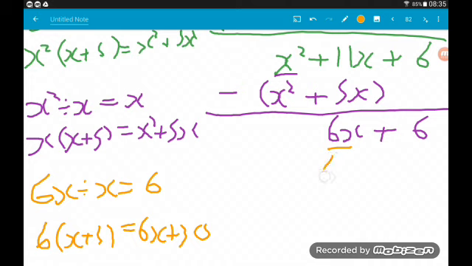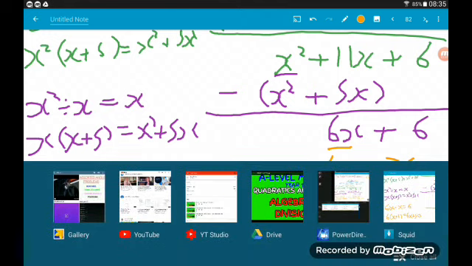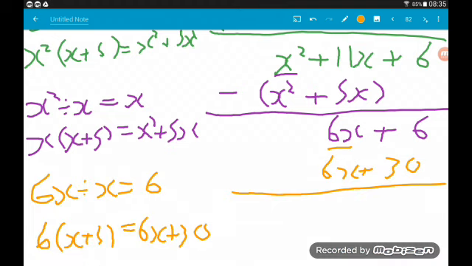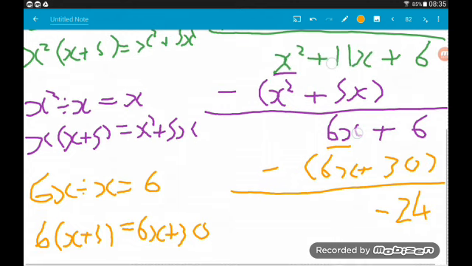So we write that now down here. And now we do our final subtraction. So we're taking this stuff from the purple stuff. 6x takes 6x, cancels out. So we got 6 minus 30, which is going to give us minus 24. So, as I said then, we've now got a remainder.